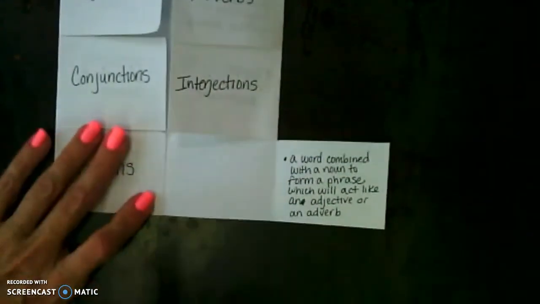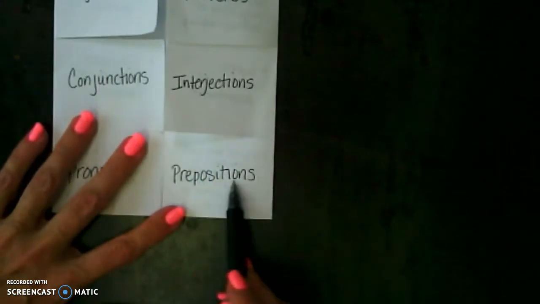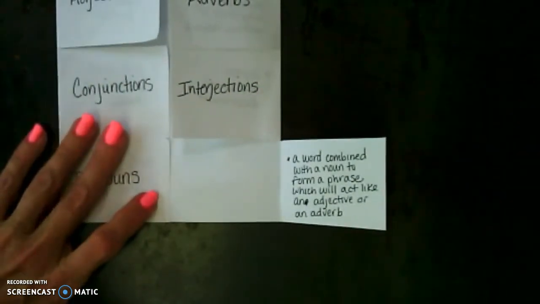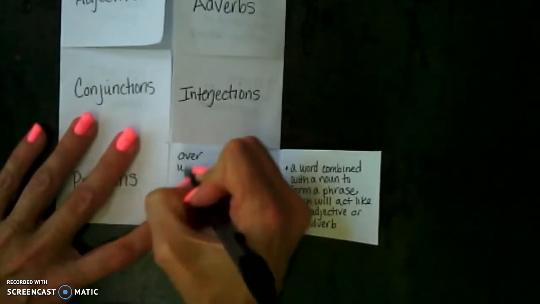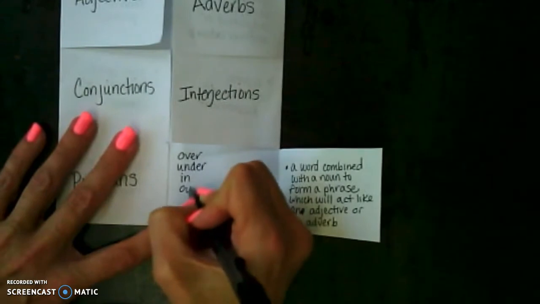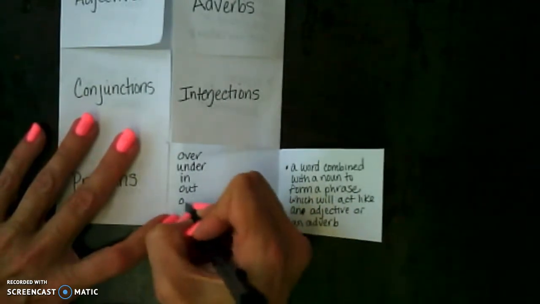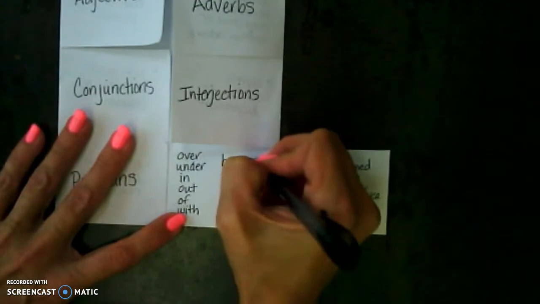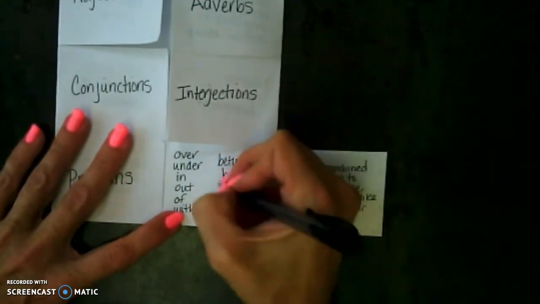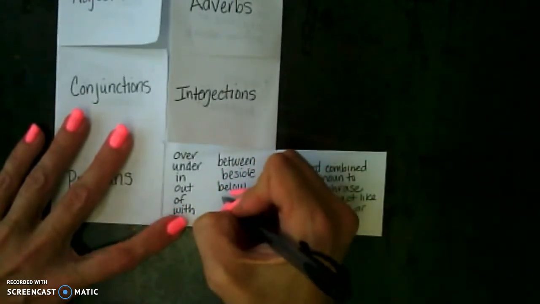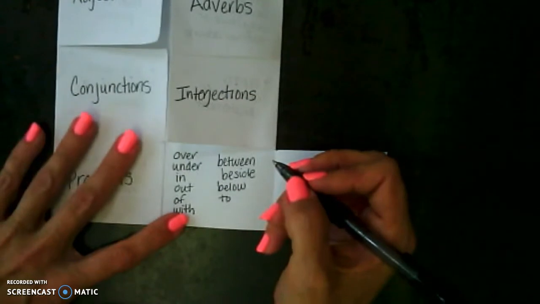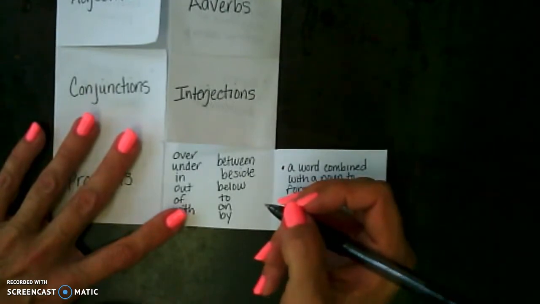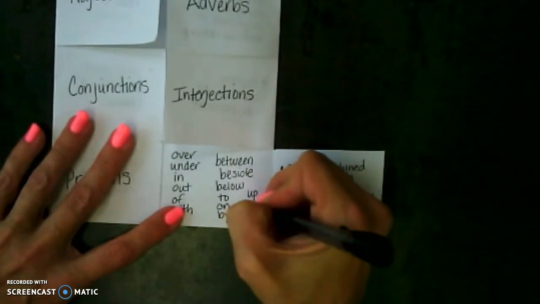So some examples of prepositions, and there are a lot, but it's really important to remember position in the word preposition because a lot of the prepositions show position. So over, under, in, out, of is one that you just kind of have to remember. With is also one. Between, beside, below. To is a preposition sometimes. On, by, and up and down are also prepositions.